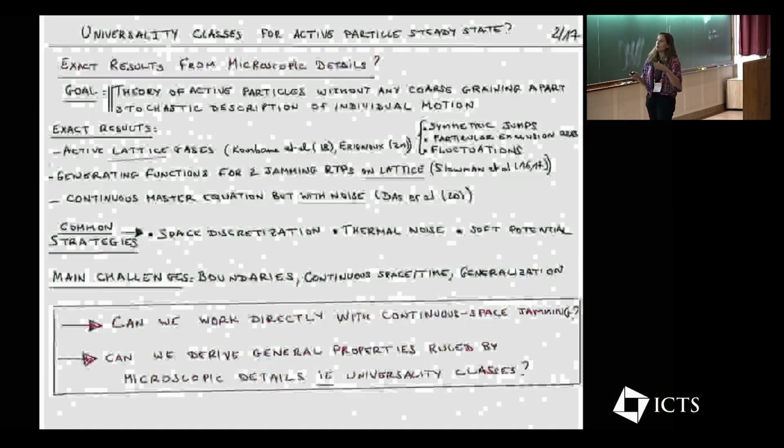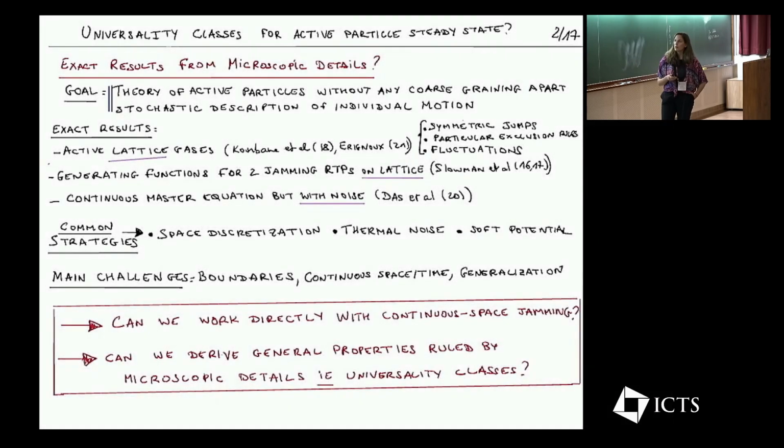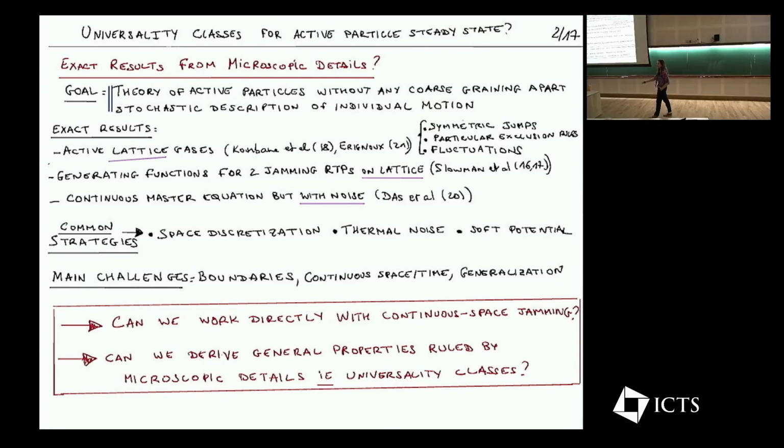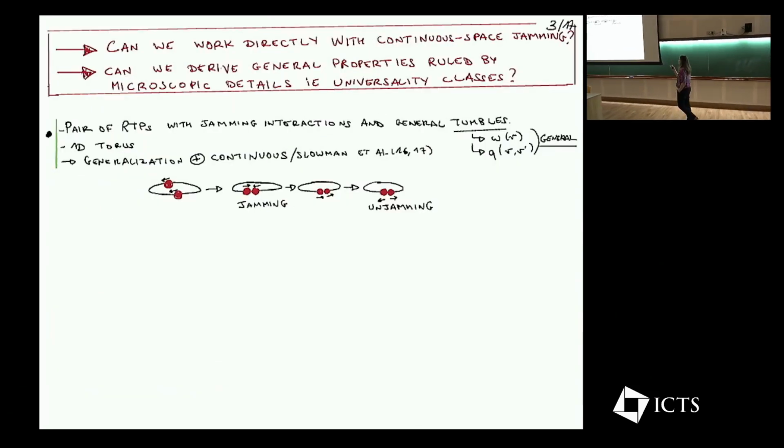This type of strategy is quite common. You try to smooth out your problems either by space discretization, thermal noise, or even a soft potential instead of considering jamming interaction. So the question is: could we find some formalism that directly handles the real challenges, meaning the boundary conditions, having continuous space and time modelization, and having a formalism that can generalize well to any microscopic change? That's what I'm going to explain.